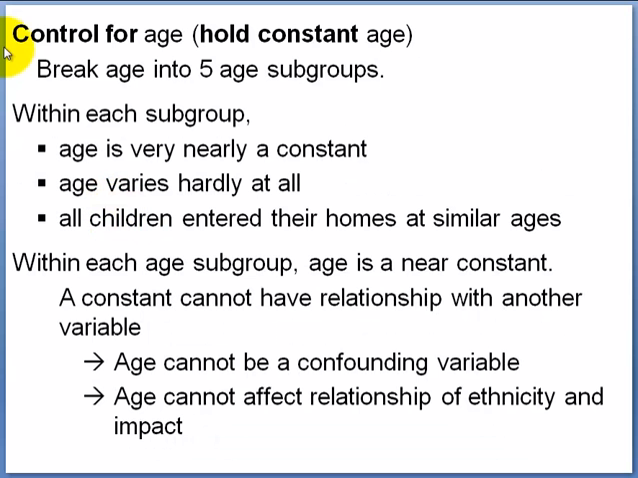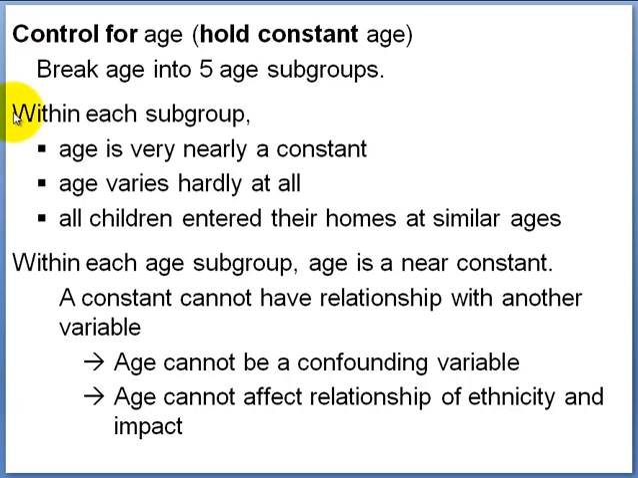So what we want to do is control for age, and having controlled for age, we want to look within the age subgroups that we set up and see whether within age subgroups we still see a difference in family impact. In other words, for kids, all of whom are the same age, do we still see more positive results for minority families?